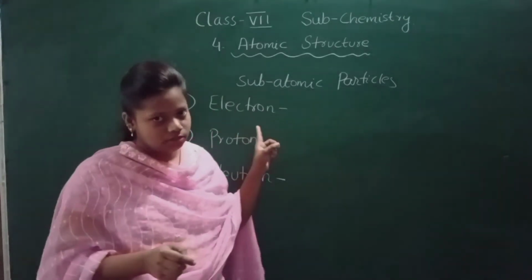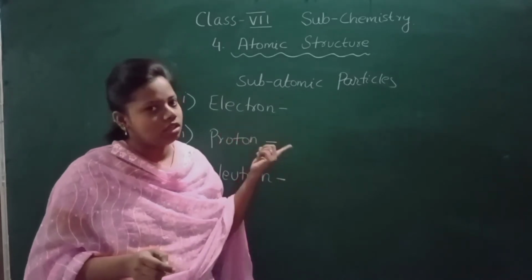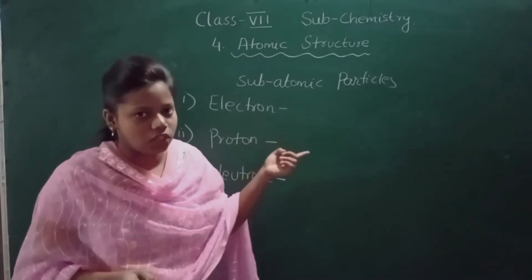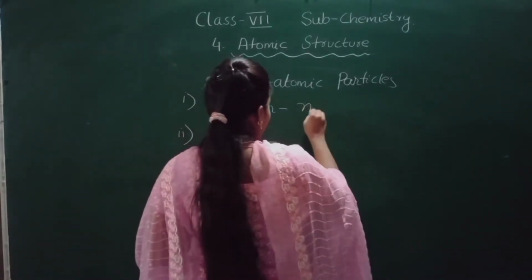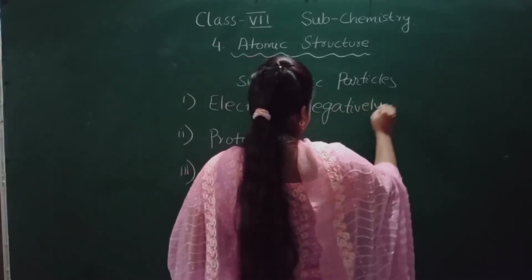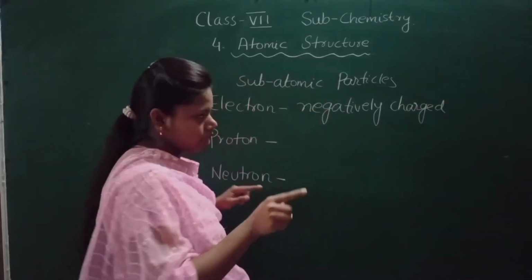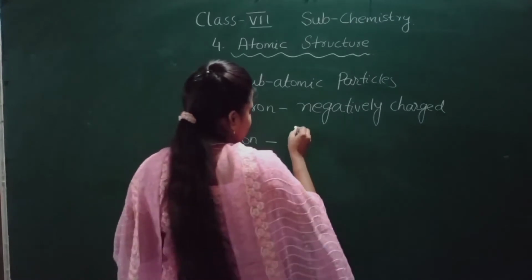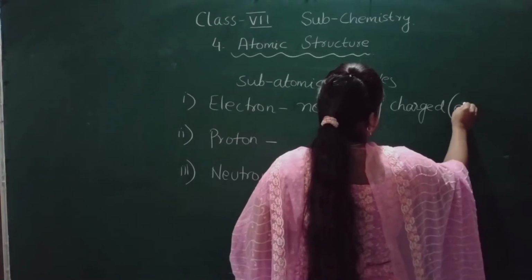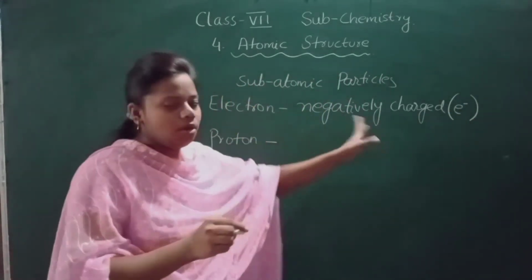Now, electrons are the particles which are negatively charged. Electron has a negative charge. How do we represent them? We represent them with small e, and on top there will be a minus sign, because it is negatively charged.